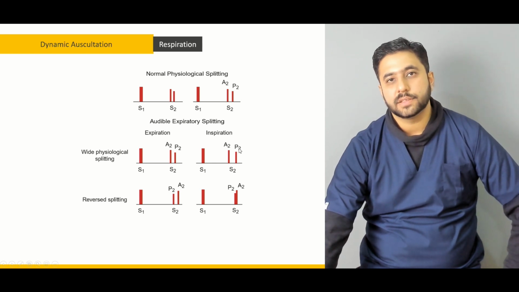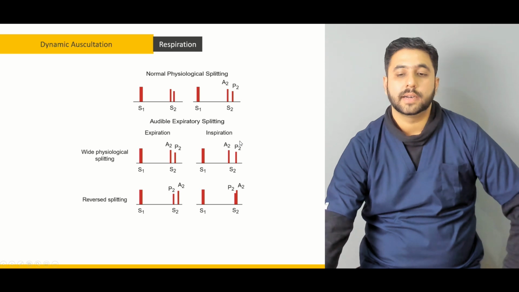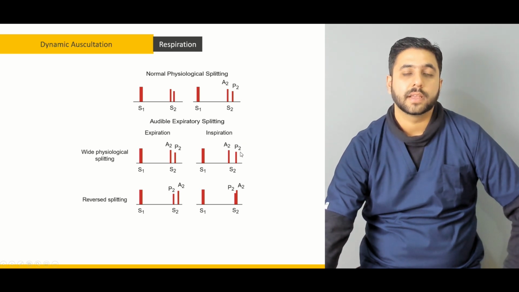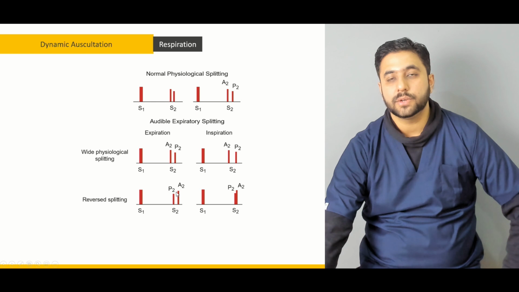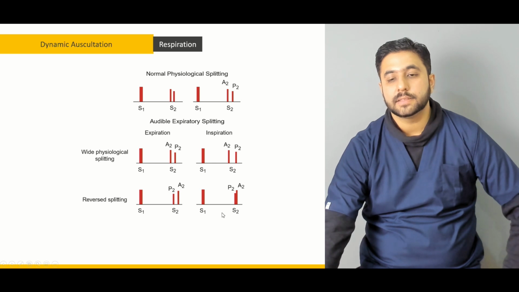The 2 important conditions here to remember are the right bundle branch block and the pulmonic stenosis. These are the 2 conditions that lead to a wide physiological splitting during the inspiration. In some patients, the splitting can be reversed. You can see here the A2 closes later on while the P2 closes before the A2. And during expiration, when the P2 is delayed, you can kind of hear a similar sound. The S2 becomes a single sound.